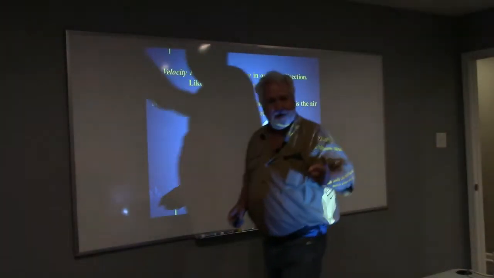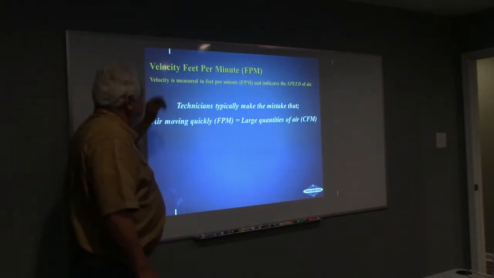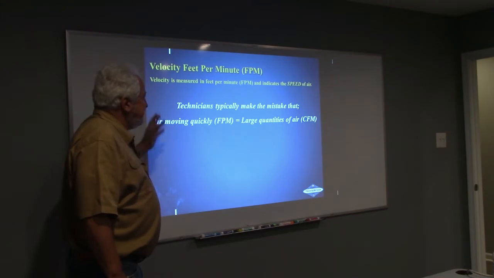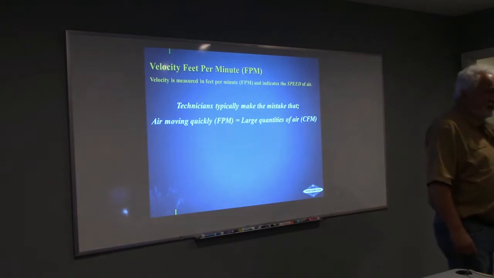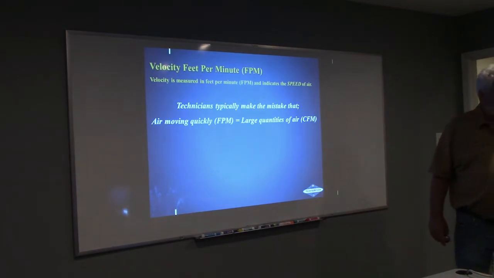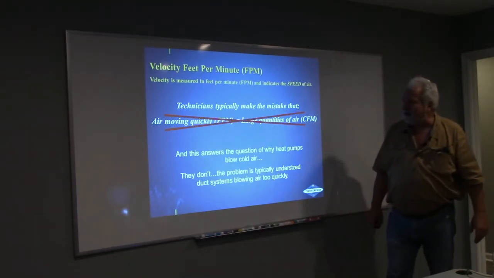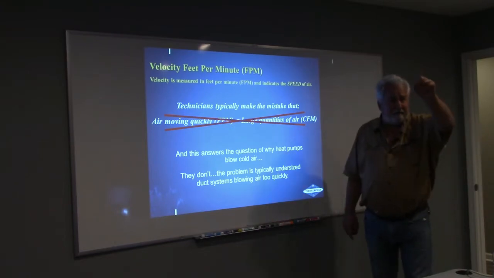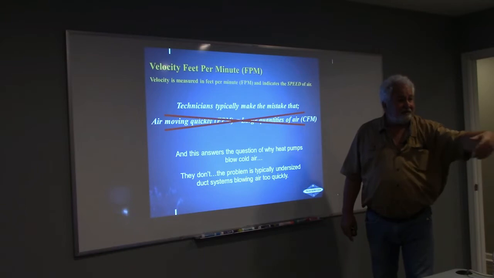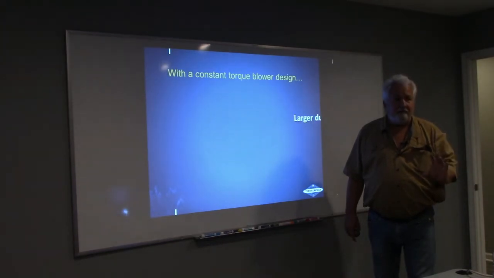Good. So understanding the velocity pressure and the static pressure, two different things. Velocity, feet per minute, is the speed at which the air is flowing. Now, this is where your hand anemometer has been lying to you for years. Because technicians typically make the mistake that air moving quickly is large quantities of air. Because if that grill was blowing stuff off of this desk, you would say, oh my goodness, I'm moving a lot of air. You're not. You're moving a small amount of air very quickly.